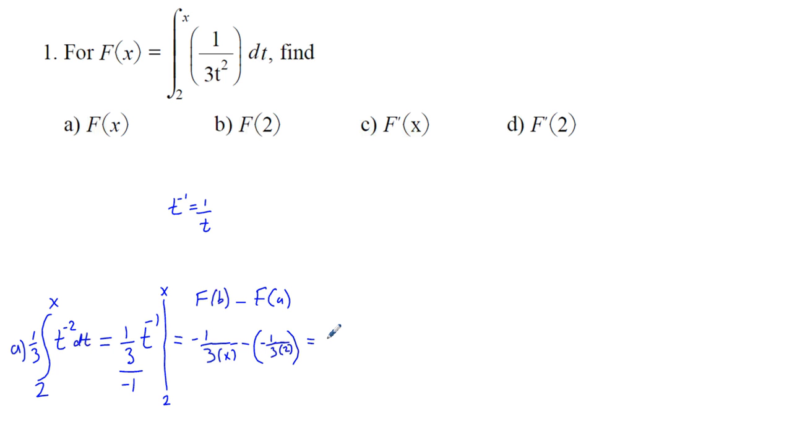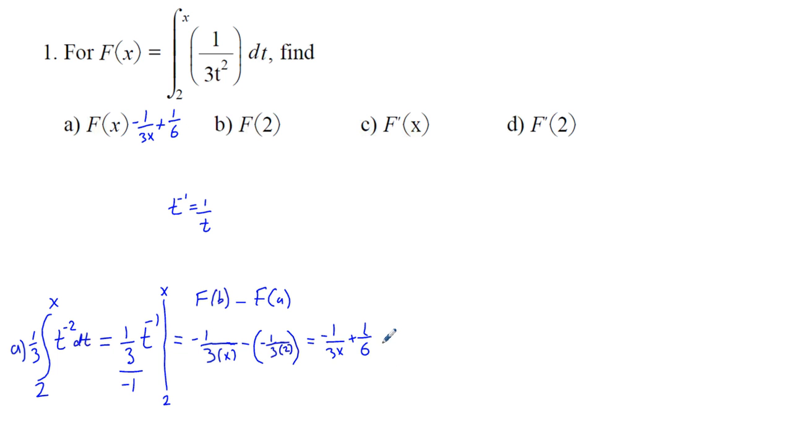So what we have is negative 1 over 3x, and that's going to be minus negative 1/6. So that'll end up being plus 1/6. Okay, so that is going to be our answer. So I'm going to put negative 1 over 3x plus 1/6.